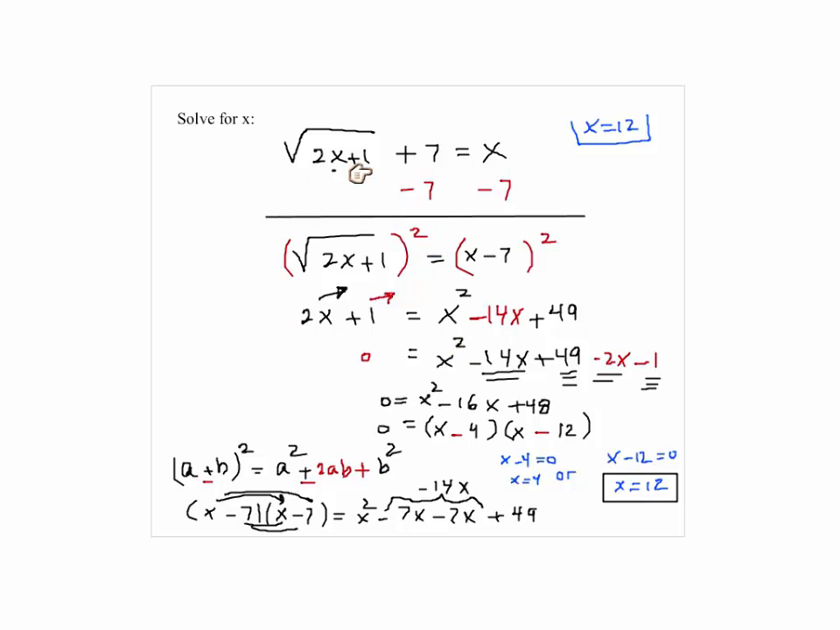But for this one, we can easily isolate the radical, so we can square one time and we eliminate the radical.